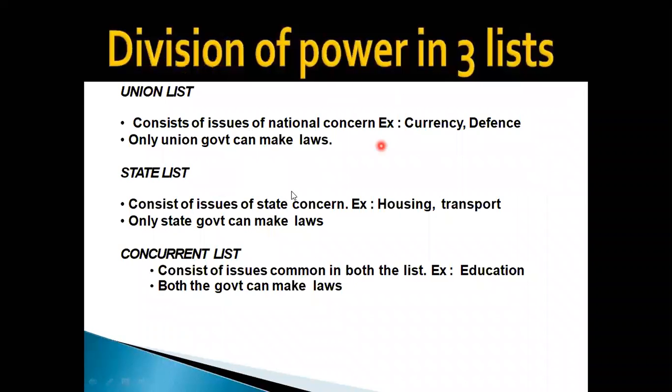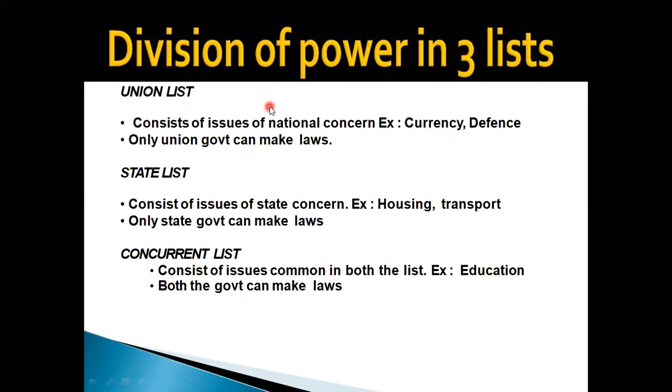According to the Constitution of India, the government is divided into three branches: legislative, executive, judiciary. In the same way, the division of powers is in three lists: the union list, state list, and concurrent list. How many subjects are there in the union list? 99 subjects are there. In the state list, 66 subjects are there. And in the concurrent list, 47 subjects are there.